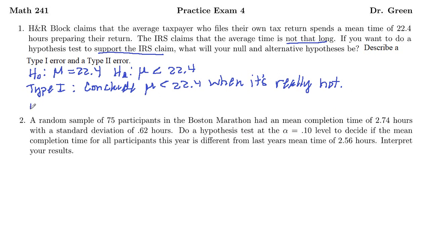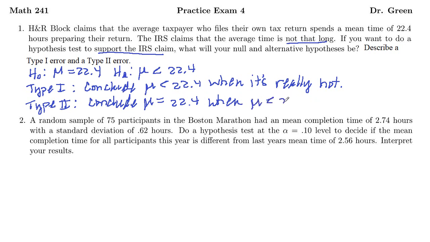And then type 2 is when you accept the null even though it's false. So in that case, you're going to conclude that the mean does equal 22.4 when in fact the mean is actually less than 22.4. So null alternative and then type 1, type 2, I will have you do those as Canvas problems.